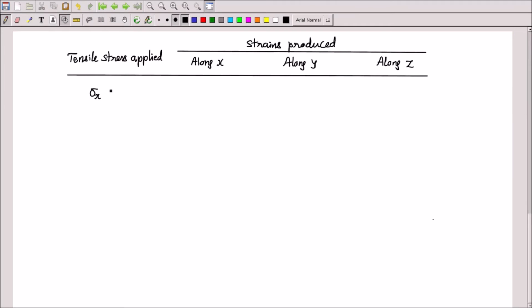Consider the tensile stress sigma x. It produces a strain of sigma x by E along x direction, a strain of minus nu times sigma x by E along y direction, a strain of minus nu times sigma x by E along z direction also. Similarly, a tensile stress sigma y produces a tensile strain of sigma y by E along y direction and strains of minus nu times sigma y by E along x and z directions.